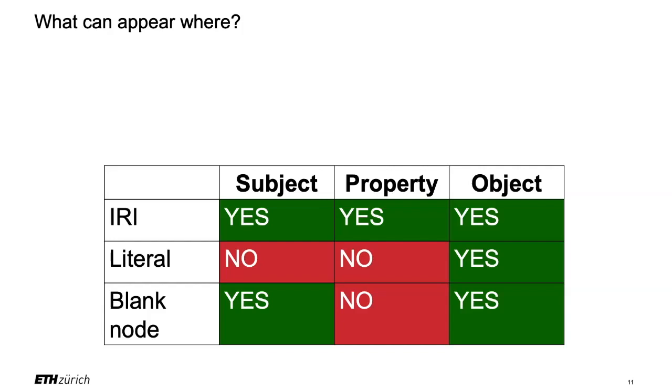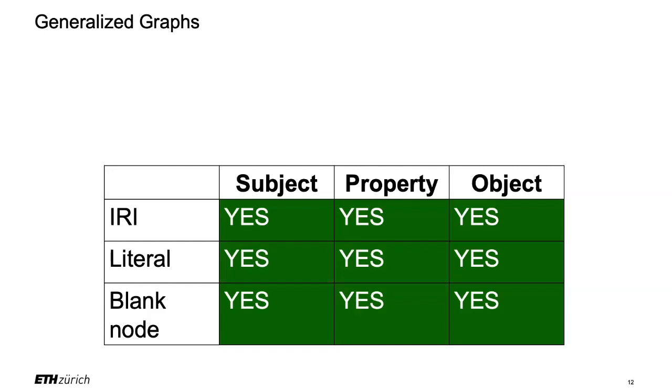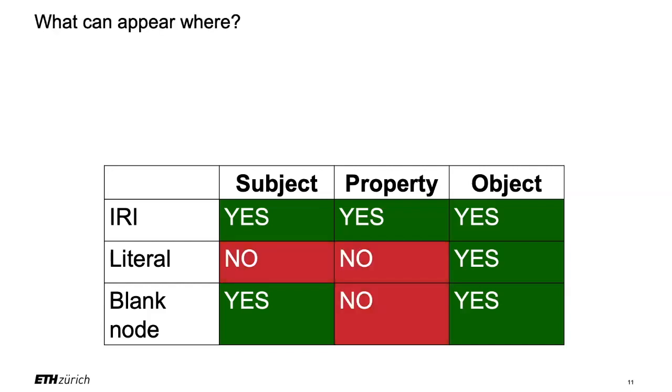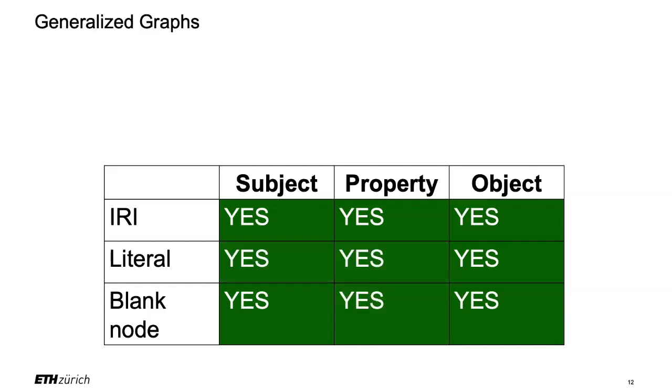But it turns out that there are people who are probably brilliant and who have ideas of generalizing things. In a subsequent version, they say, you know what, let's just relax things and just allow anything anywhere, whatever that means. And then people can just go ahead and build triples in that way. But I don't recommend it. If you do that, then you need to know what you're doing exactly.